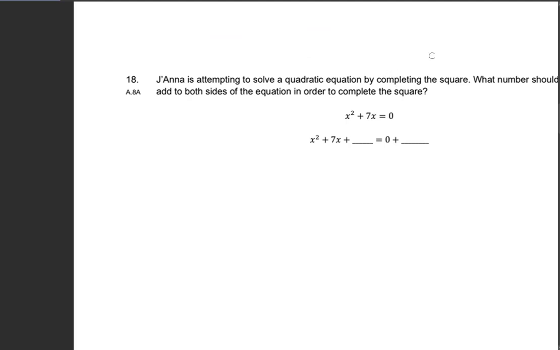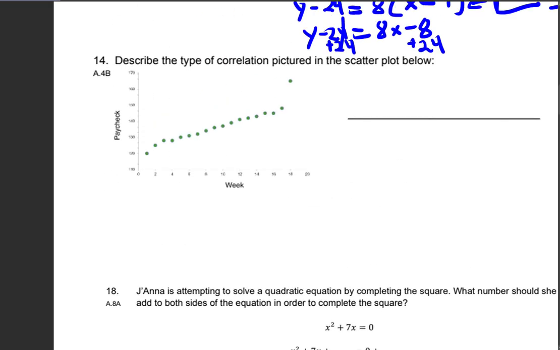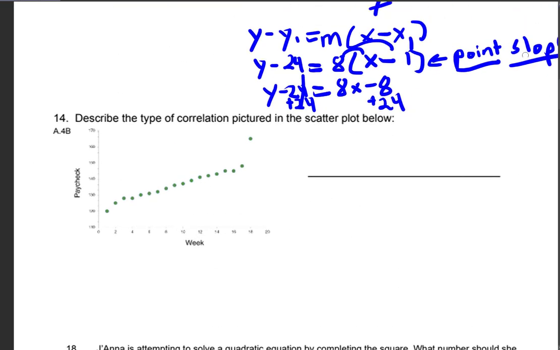I'm getting done with these a little bit faster. We might actually get done with this much faster than I anticipated.